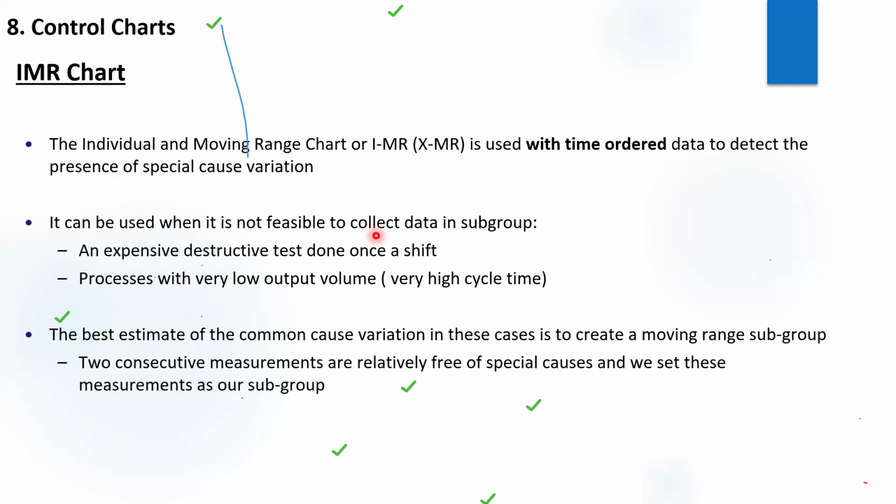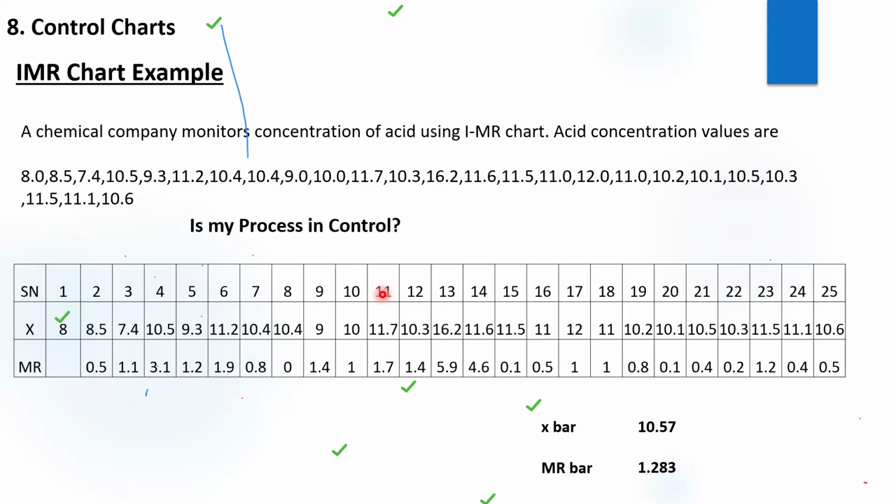IMR chart is used when there is destructive testing, when you are taking only one sample, or when the mixture is homogeneous, like in the soap industry. You need not take a mixture sample every hour because the mixture is homogeneous. Then you can use IMR chart. Okay, so we will see this example and then we will stop.